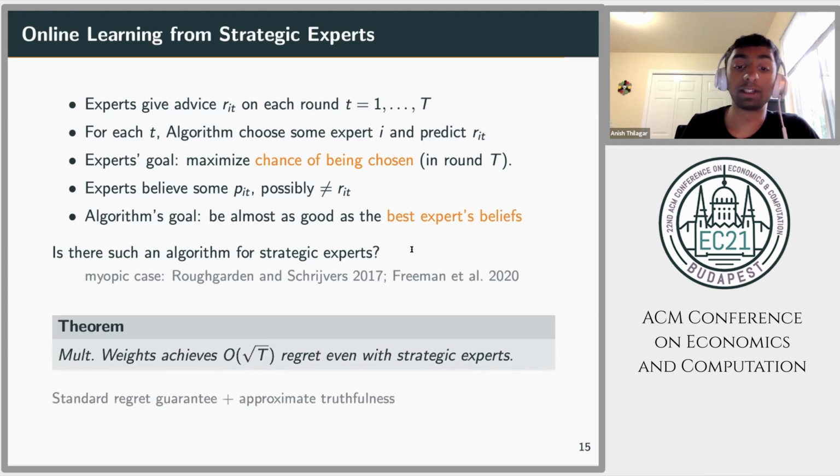But it turns out using our analysis of multiplicative weights, we can show that it's actually no regret in this situation. So such an algorithm does exist, and it is multiplicative weights. Notably, this is no regret with respect to the experts' beliefs, not just their reports, which is the standard notion of regret. So this is even stronger. We show that multiplicative weights is no regret with strategic experts. That follows from the standard regret guarantee and approximate truthfulness.